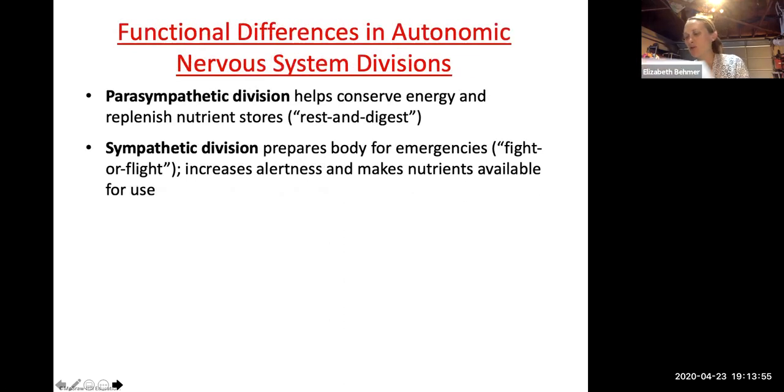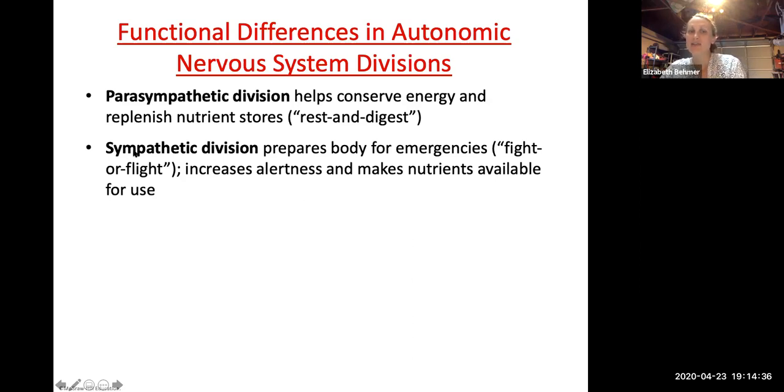Then we'll spend a majority of this chapter talking about your parasympathetic and your sympathetic division. These are the two main functional divisions of your autonomic nervous system. Your parasympathetic division we call the rest and digest division. Again, these divisions are happening automatically, subconsciously. You're not aware of these things going on. The sympathetic division prepares your body for emergencies, and we call that the fight or flight division. It increases alertness and makes nutrients available for use.